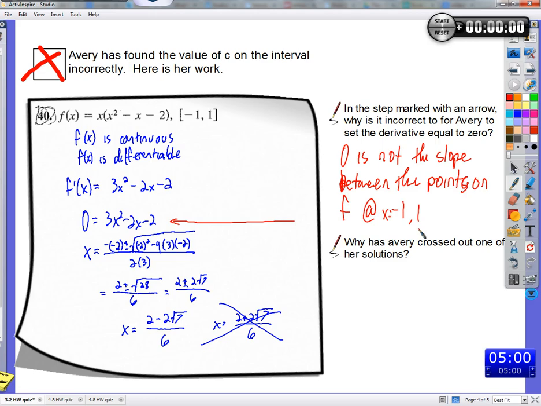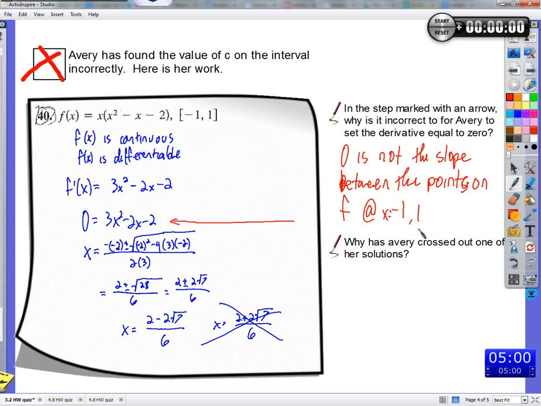Can we find that slope? Yeah. How do we find that slope? Set the original equation equal to negative 1, or rather, put negative 1 in for x. And then do that with 1 as well. Then you get the points, and you do y2 minus y1 over x2 minus x1. We find the y values, and then we already have the x values, so we have the slope.